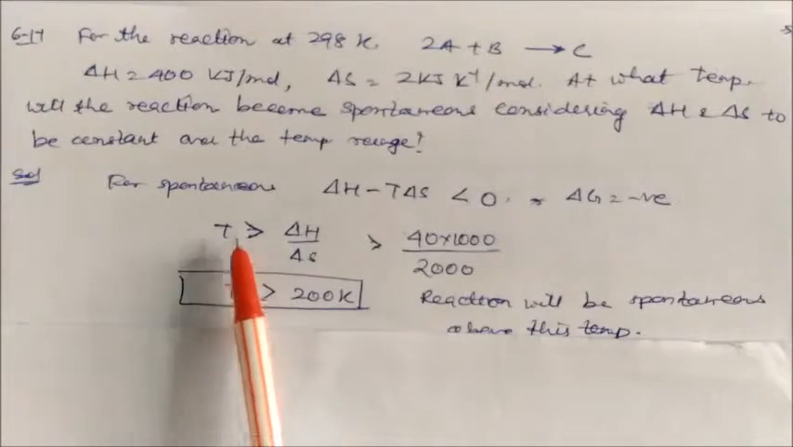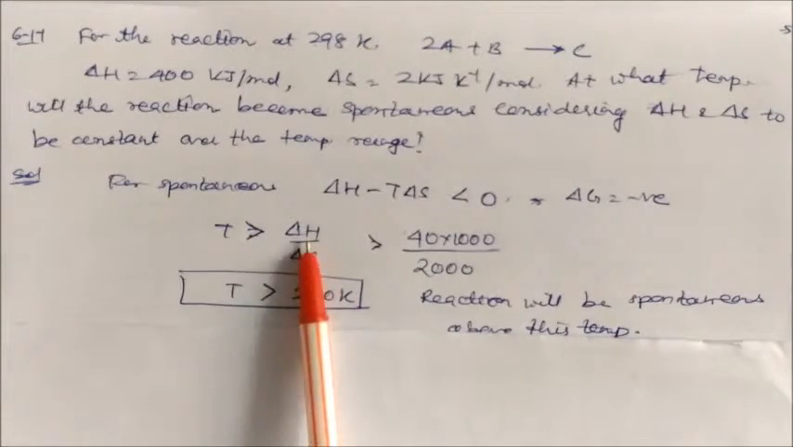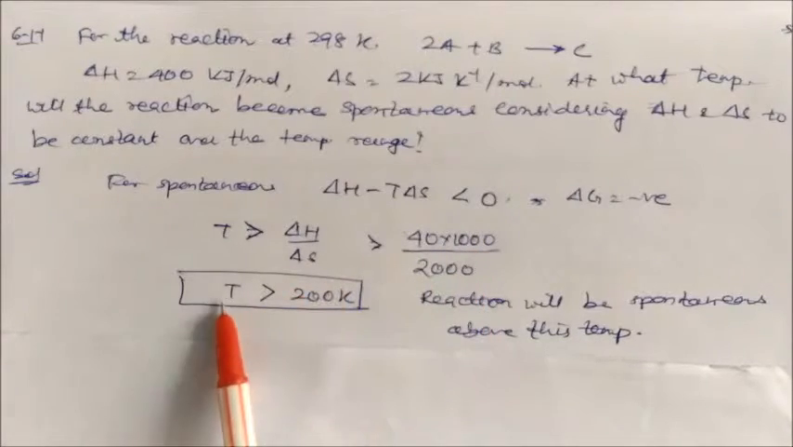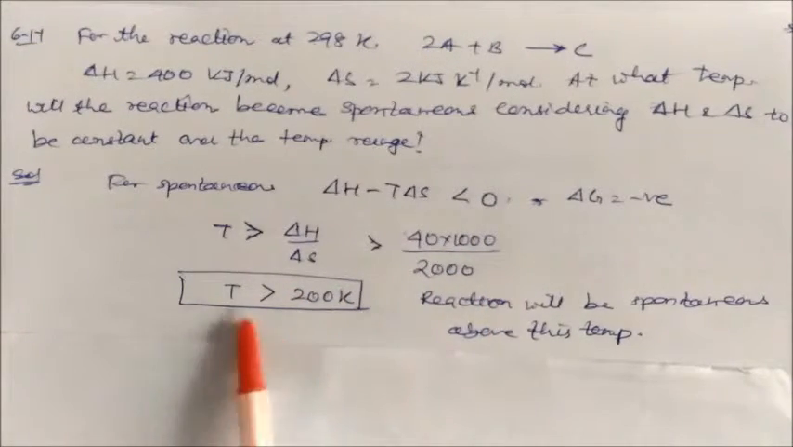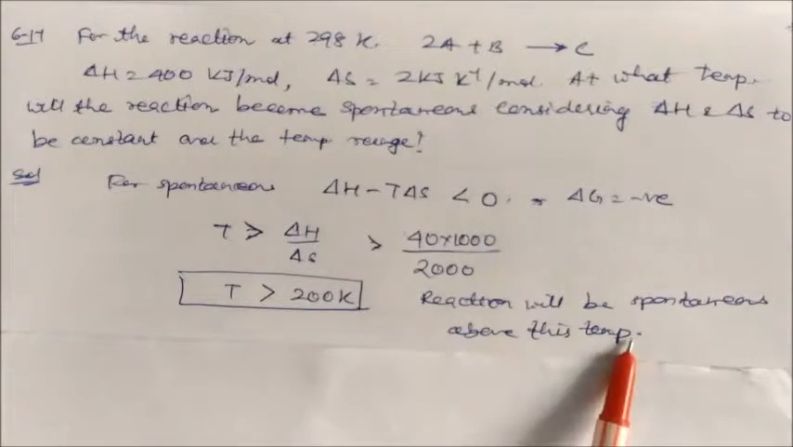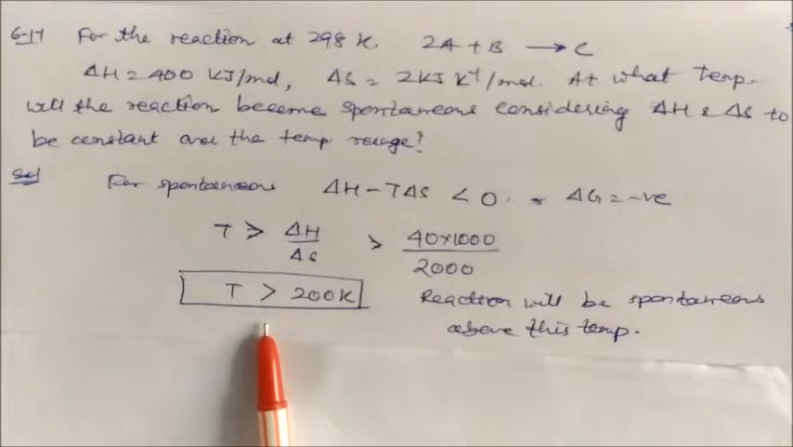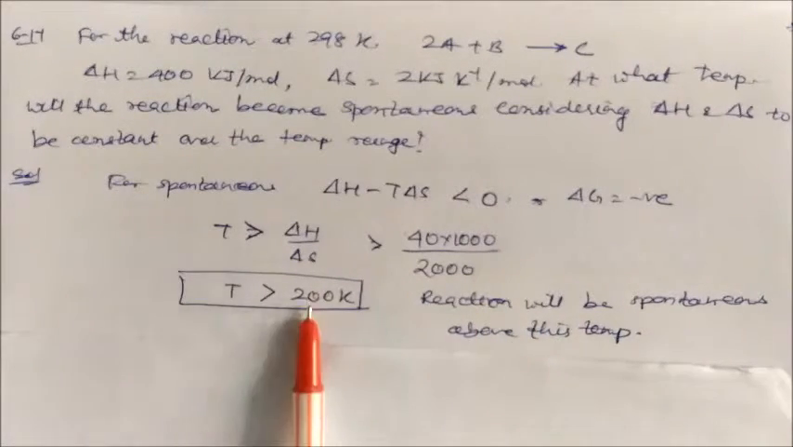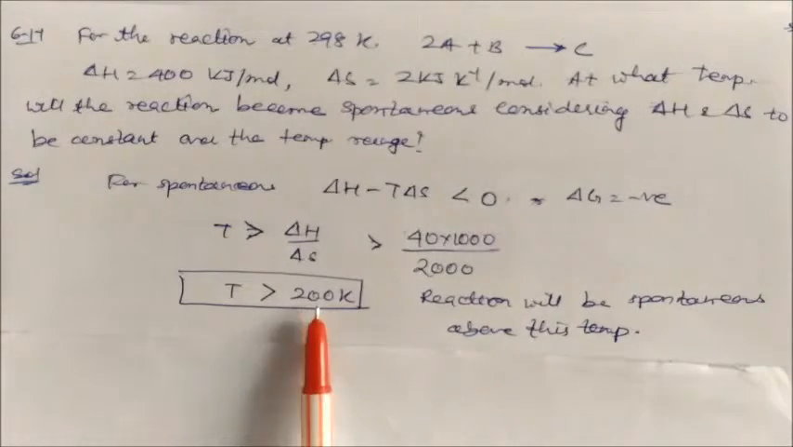Temperature will be greater than delta H divided by delta S. Just substitute the value. On substituting the value, you will get the temperature is greater than 200 Kelvin. Means if it is more than 200 Kelvin, the reaction will be spontaneous above this temperature. At or below this temperature, it won't be spontaneous. It will be spontaneous only when it is 201, 202. It should not be 200 or less than this.